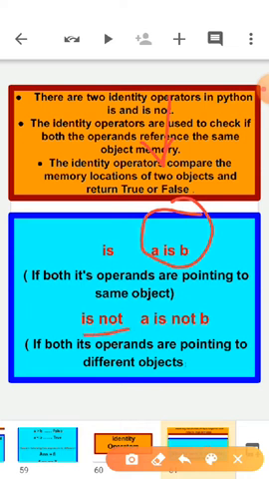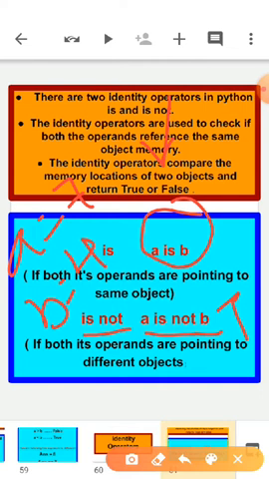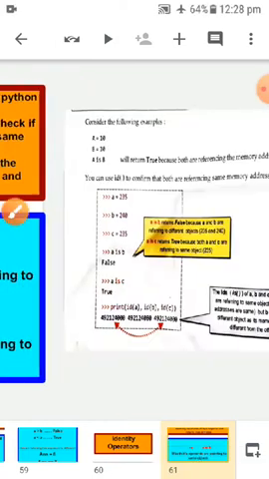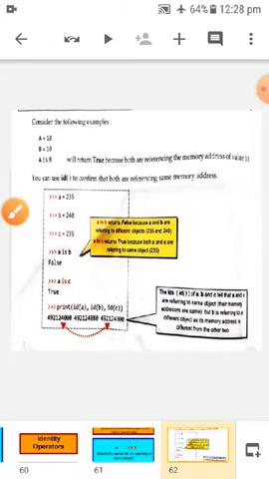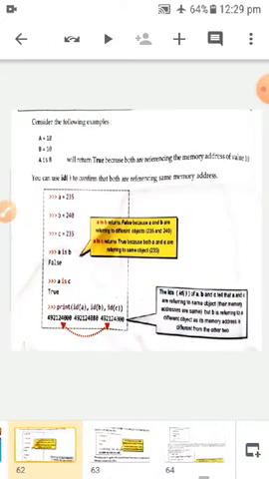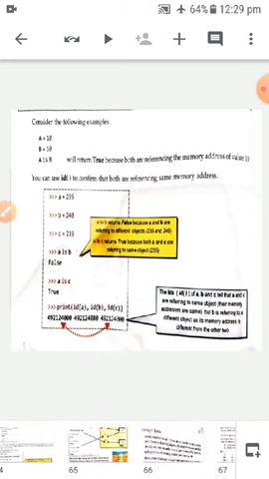Okay, a is not b means a has a different memory address and b has a different memory address. So this will be true, because a is 7 here and b is 8 here. So definitely they will get different memory locations. So this second statement is going to be true. Okay, now let's see the exact meaning of this.